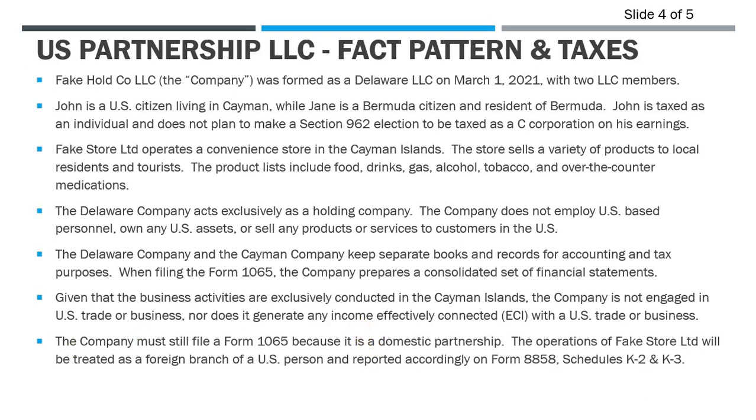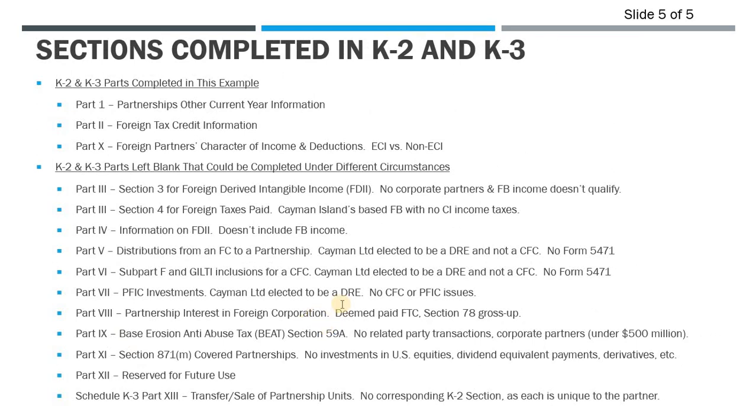Okay, so let's move on to the last slide here, and then we'll start jumping into the good stuff, the actual return and the financial statements. What I've done here is I've summarized the parts in K2 and K3 that we'll be completing and why they're relevant. And then I've also highlighted the parts that we're leaving blank because they do not apply given our circumstances. The reason I want to do this is to show you that K2 and K3 have a lot of different parts, and a lot of different sections within those parts, but not every single one of them is going to be required. It really depends upon your facts and circumstances.